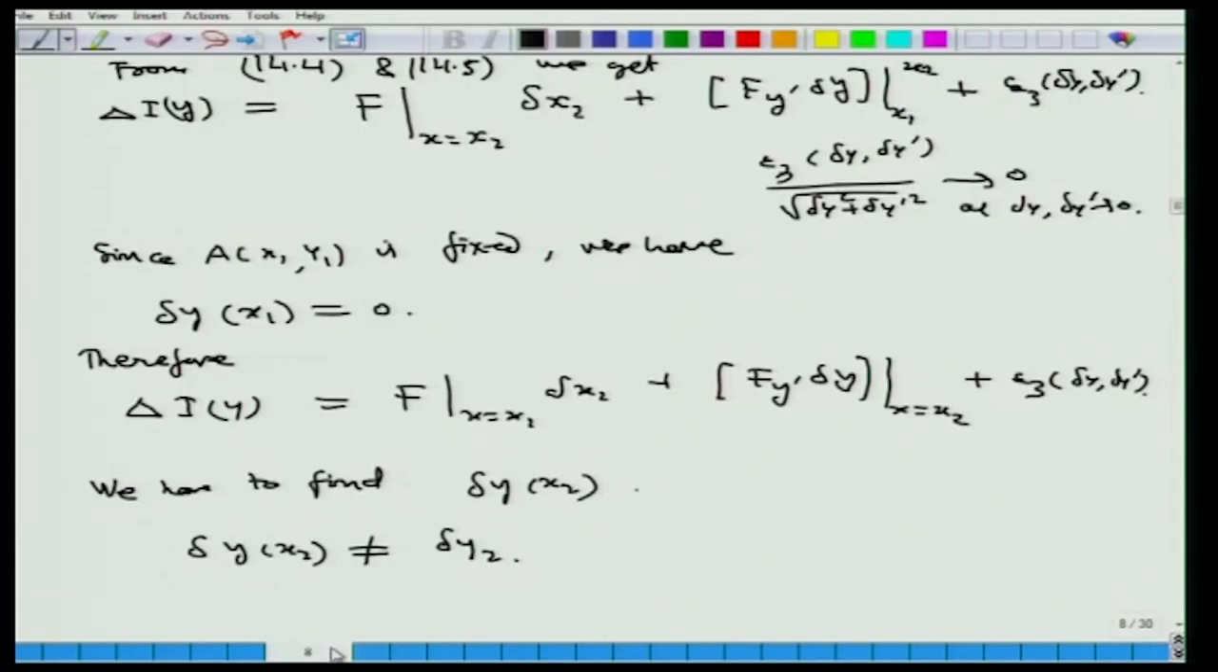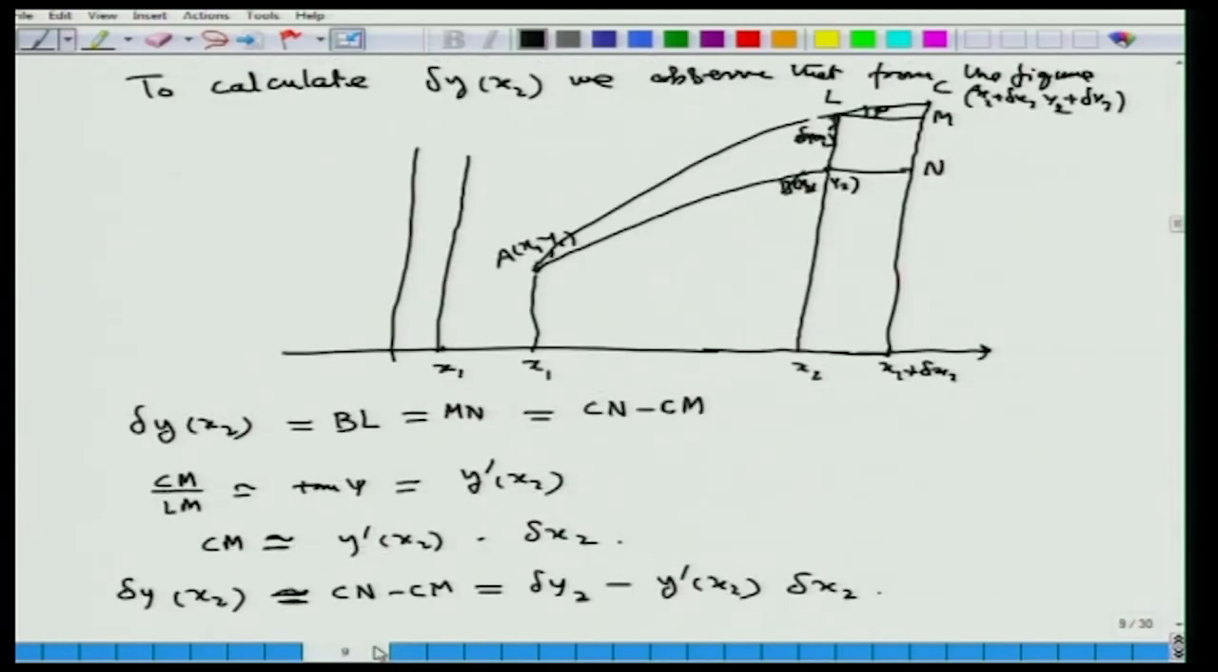Now, delta y at x2, we need to calculate that. We know that delta y at x2 is not equal to delta y2. Here the figure is given. A is fixed, only B is moving. So B has moved to, let us say, point C, at x2 plus delta x2 and y2 plus delta y2, and this is B at x2, y2. Here we can see that BL is actually delta y at x2, which is not the same as delta y2. And so we need to calculate this delta y at x2.